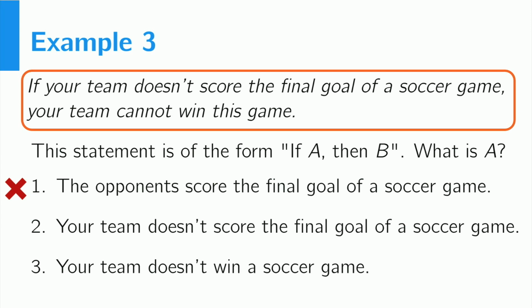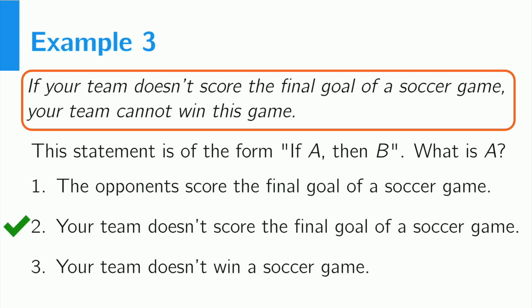This is not correct. The statement is already written in the form if A, then B. However, you might think that it is allowed to replace "your team doesn't score the final goal" by "the opponents score the final goal". But then you are forgetting about the situation where the game ends in a goalless draw, in which neither of the teams score the final goal. So those two sentences are not equivalent. Can you try again?